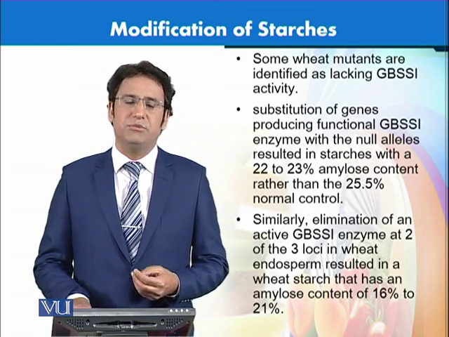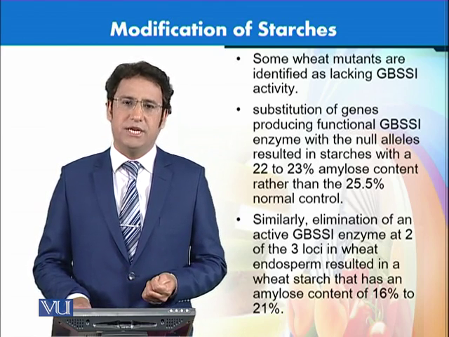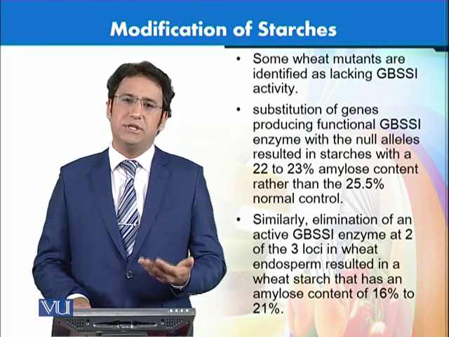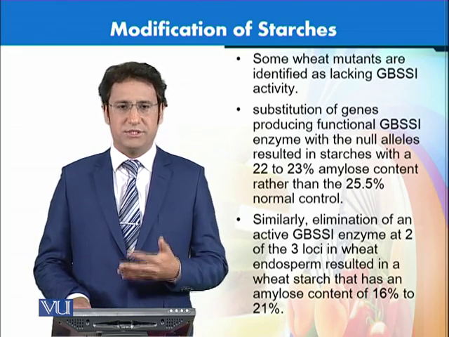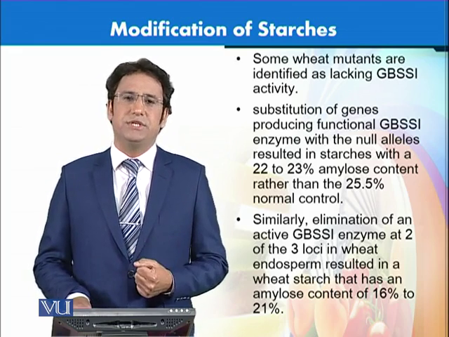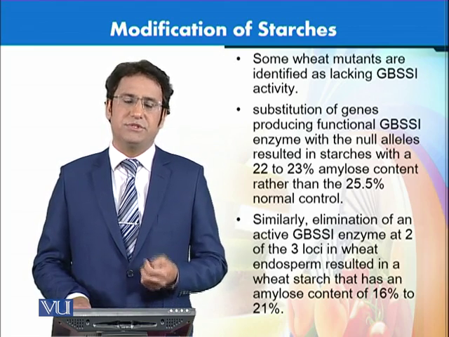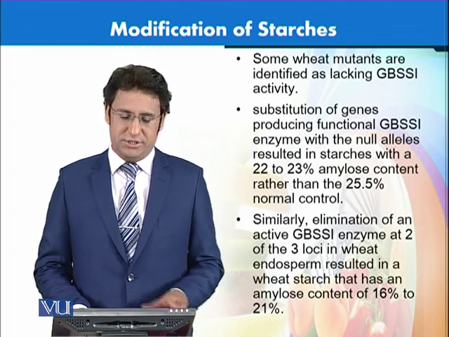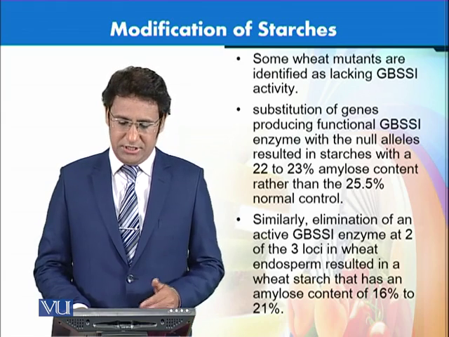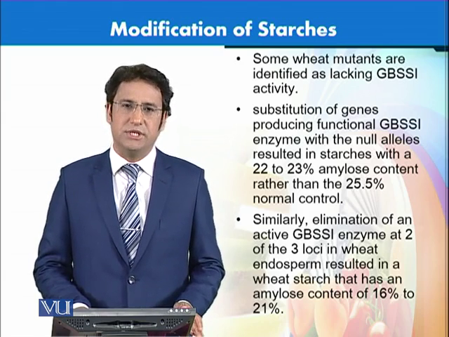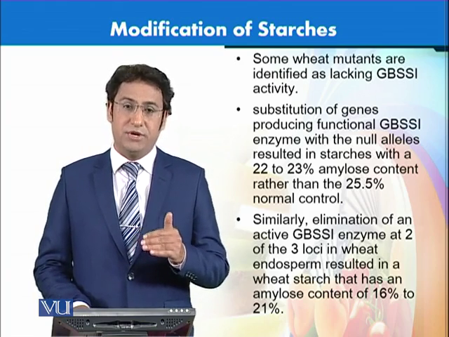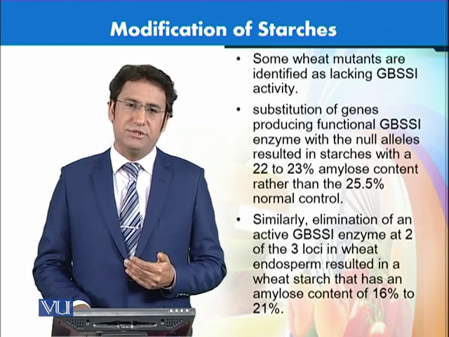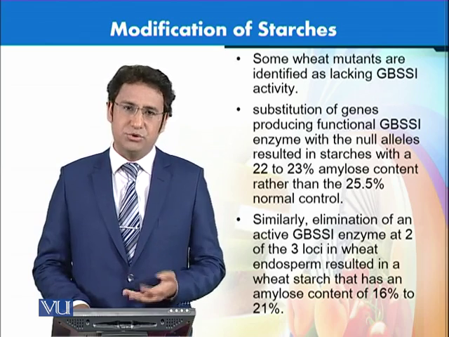Similarly, we also know some of the wheat mutants that lack this GBSSI enzyme or activity, and that would in turn lead to a lower amount of amylose, because GBSSI, as I said, produces amylose in your starch chemistry. So if we substitute the genes that produce functional GBSSI enzyme with some of the null alleles, that can reduce the starch content from the initial 25.5%, that is the original starch content produced by these crops. It can be reduced to 22 to 23%. So that has been shown by different studies.